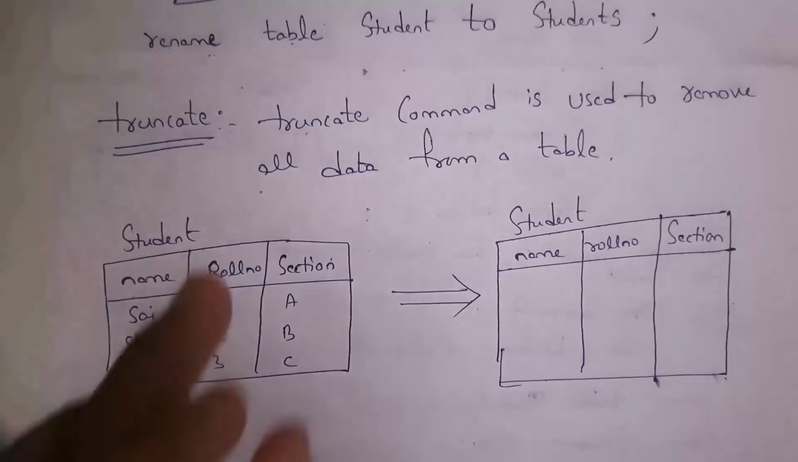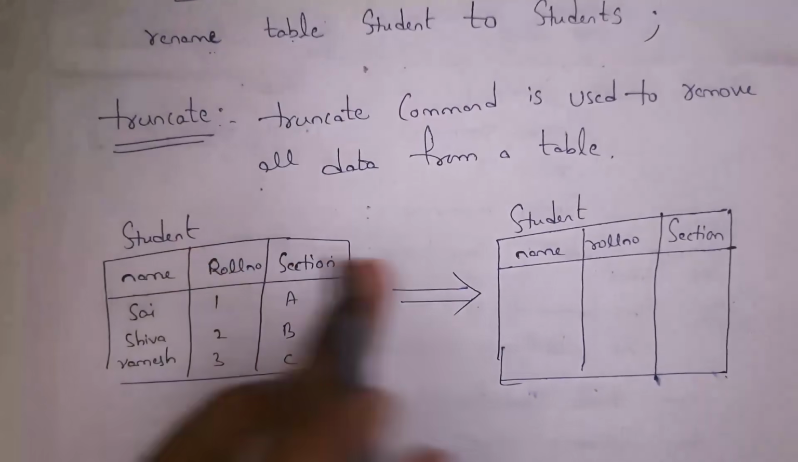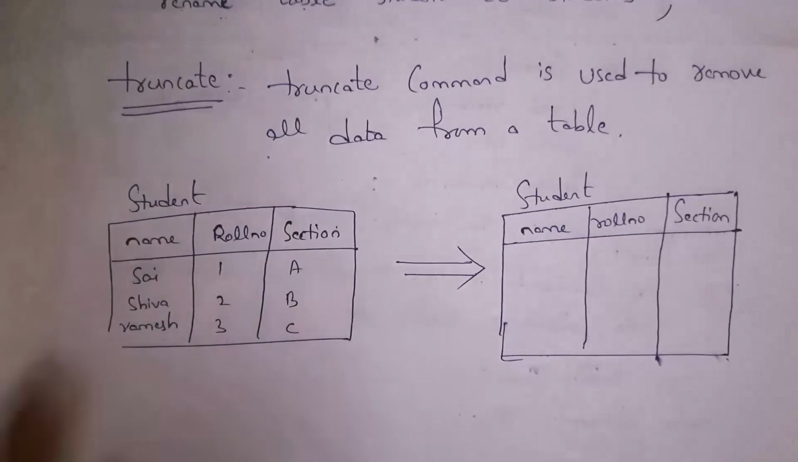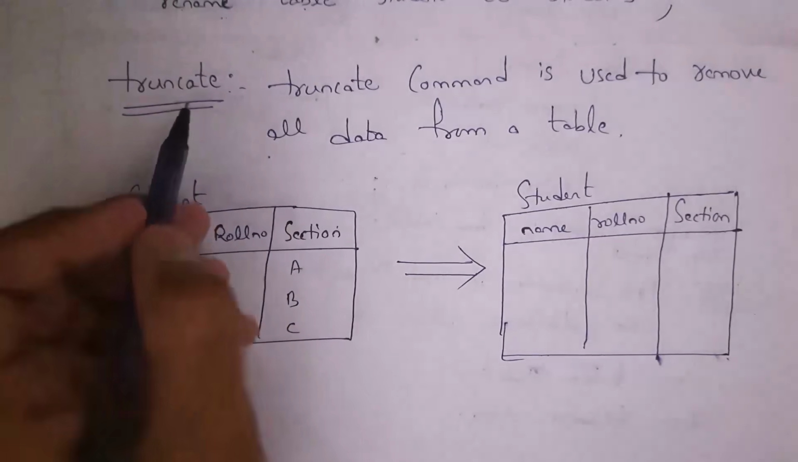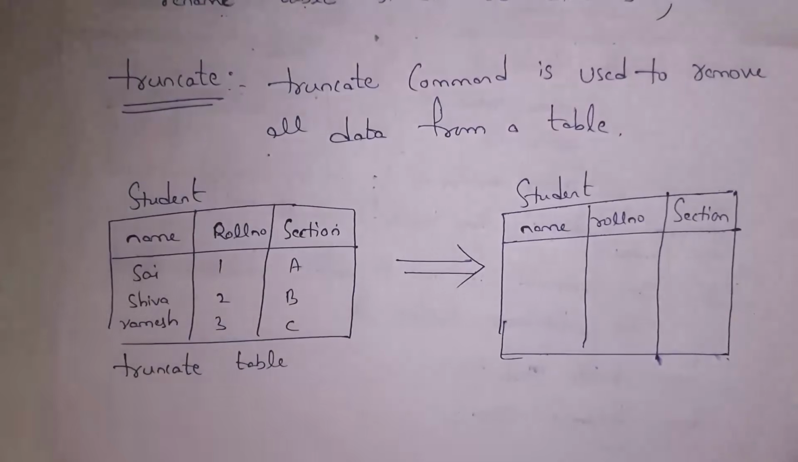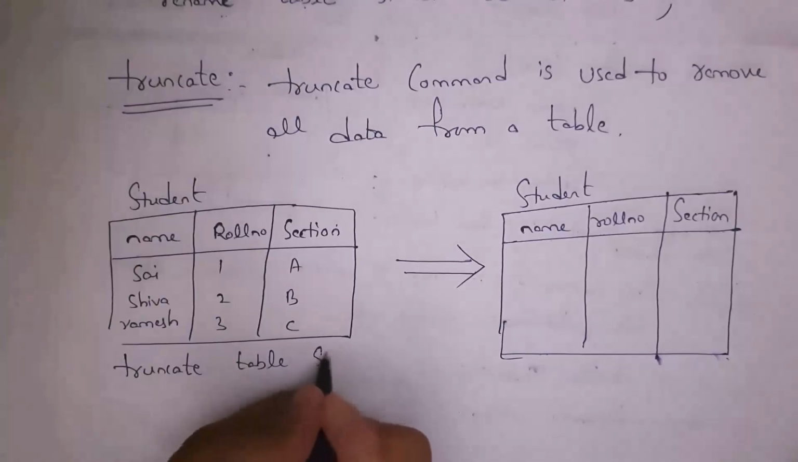Now I don't want to delete the table and I don't want to delete columns. I just want to remove all this data which is present in my table. For that purpose, we need to use the truncate command. So just write here truncate table and give the table name. My table name is student, so just write here student.